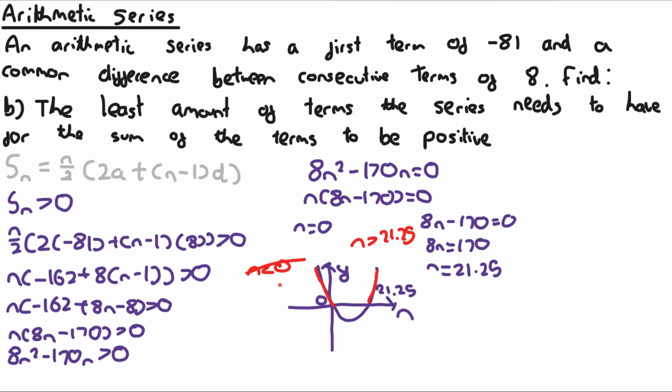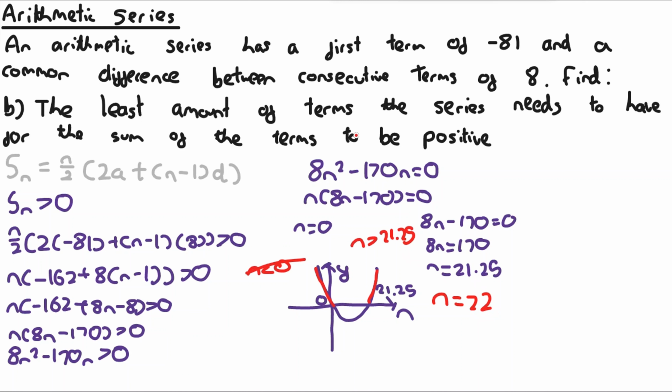We can completely ignore this here because this is when n is less than 0, and we talked about that. n can't be less than 0 as a solution because we're talking about it in terms of a series, so we can't have a negative n. Therefore n has to be bigger than 21.25. So the smallest value that n can be, as n can't be a fraction like 21.25, as you can't have a fraction of a term, is n equal to 22. That is the smallest number of terms which is going to be positive.